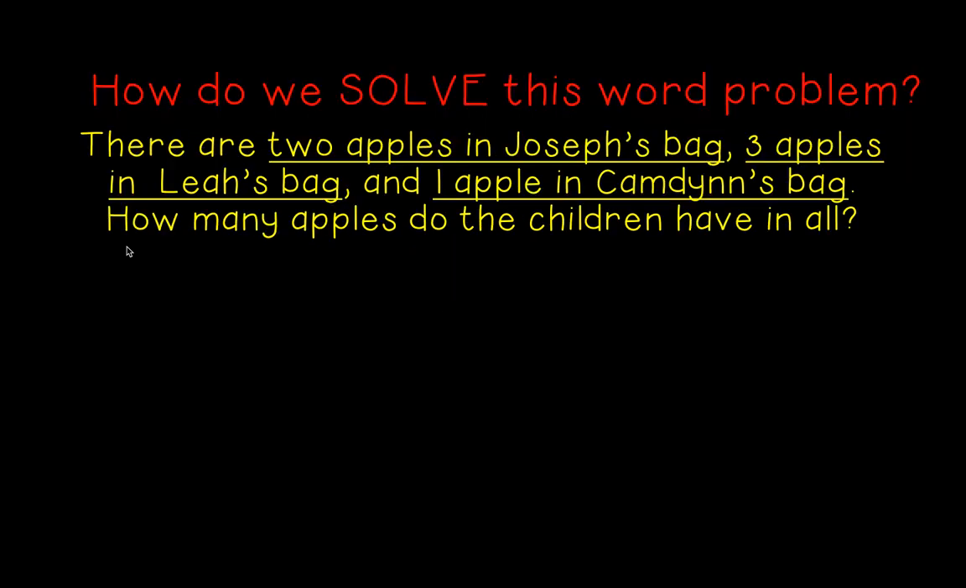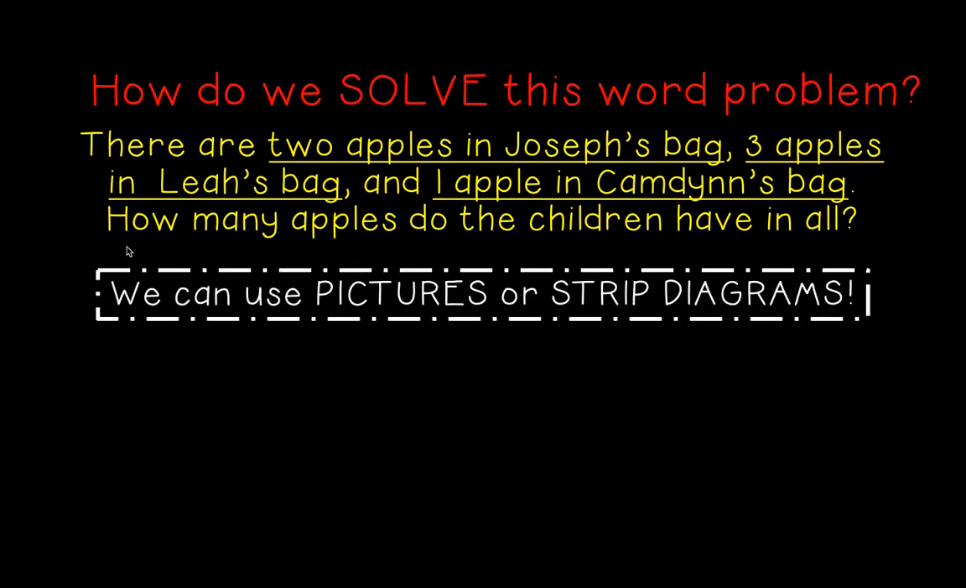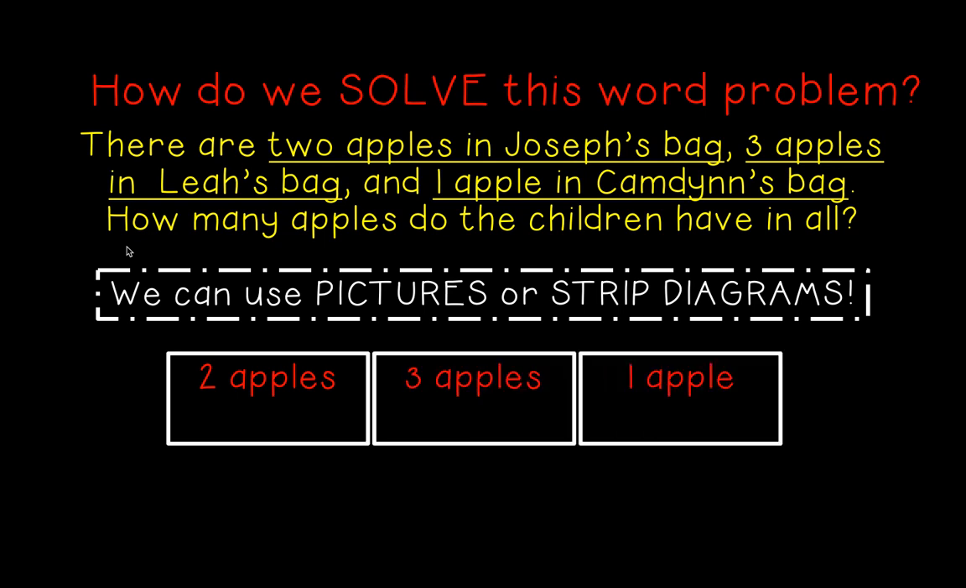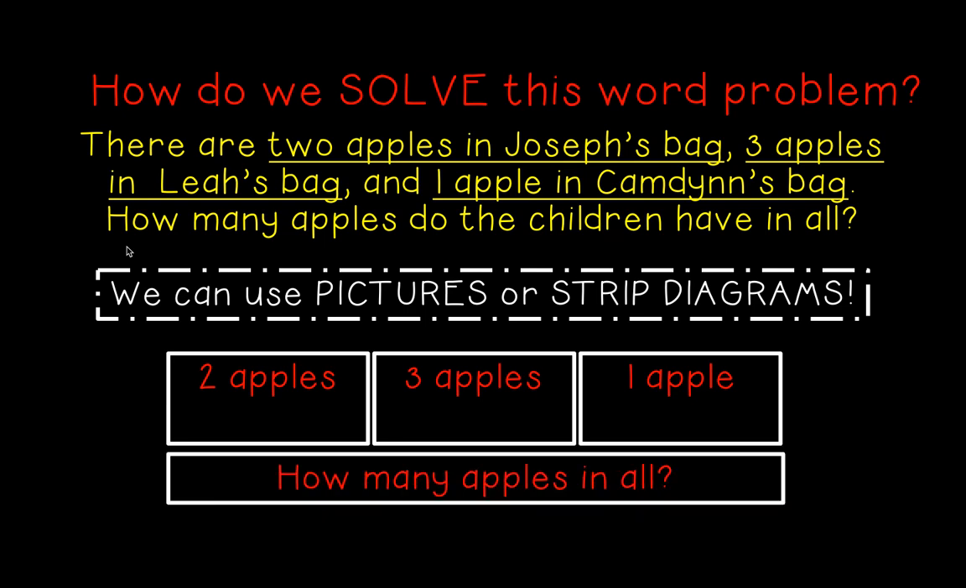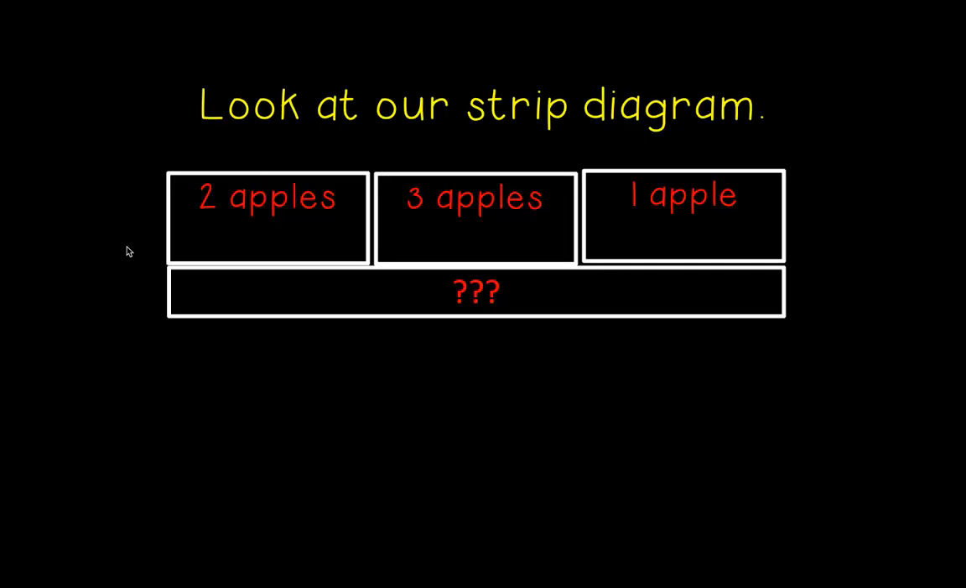So how do we solve this word problem? We can use pictures or strip diagrams. So the strategy we would usually use is to use pictures. And in a picture, we would use the strip diagram and we would write an equation. So that whole part is how many apples there are in all. That would be our whole.